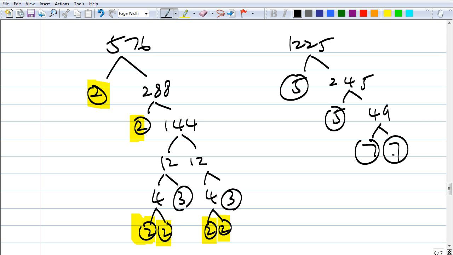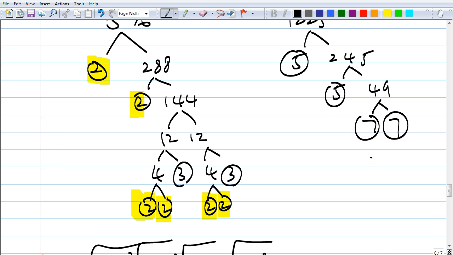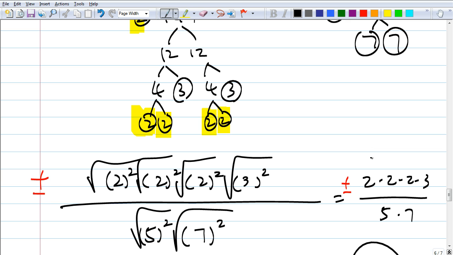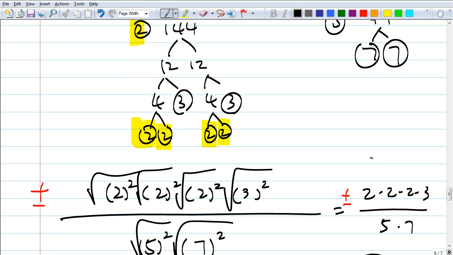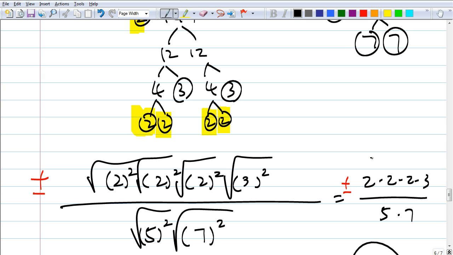So how should I write this? The square root of 2 squared, the square root of 2 squared, the square root of 2 squared, and the square root of 3 squared, over the square root of 5 squared times the square root of 7 squared. Does that make sense? Yeah, question? I put 9 times something. Yeah, if you left it as 9, it doesn't really matter. At the end, you should have gotten something like this.